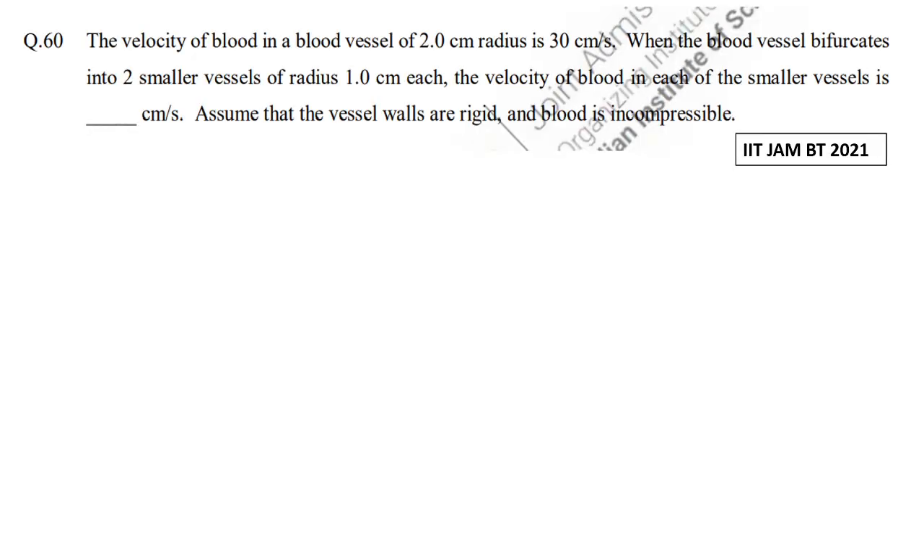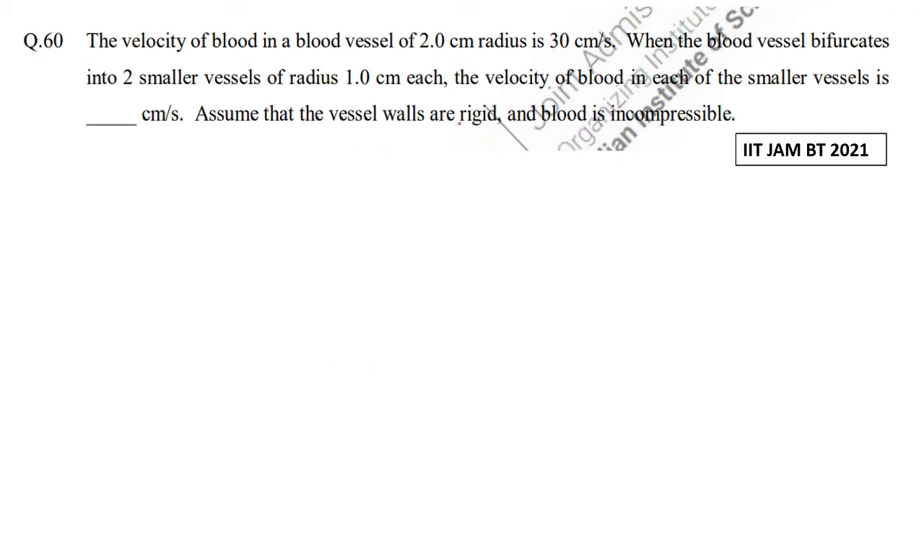Okay, so let's go back to our question. Here the question is, the velocity of blood in a blood vessel of 2.0 centimeter radius is 30 centimeter per second. When the blood vessel bifurcates into two smaller vessels of radius 1.0 centimeter each, the velocity of blood in each of the smaller vessels is dash centimeter per second. Assume that the vessel walls are rigid and blood is incompressible. Okay, so let's solve this question.